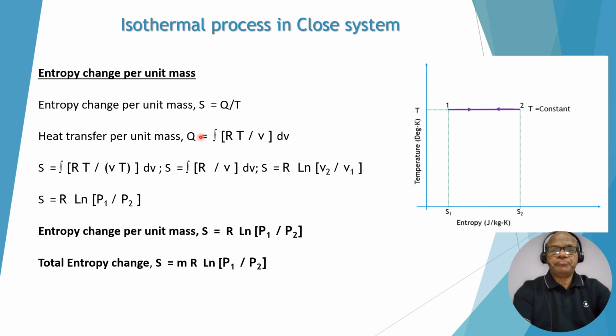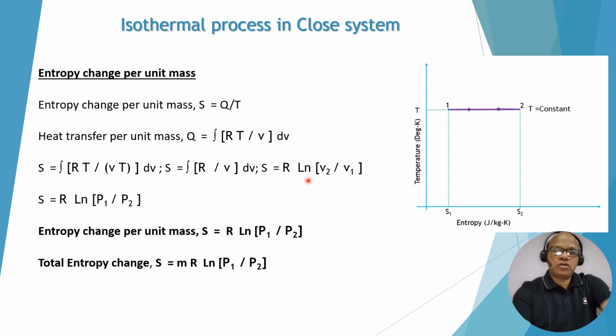Entropy change: S is equal to Q by T. Q can be written as integration of RT by V dV. So S is equal to integration of RT by V divided by T. So you can write integration of R by V into dV. So we can further write S is equal to R into ln V2 by V1.